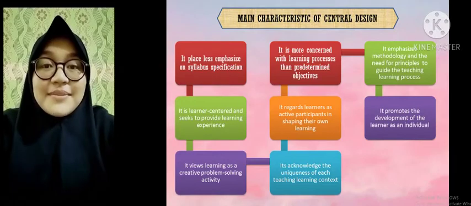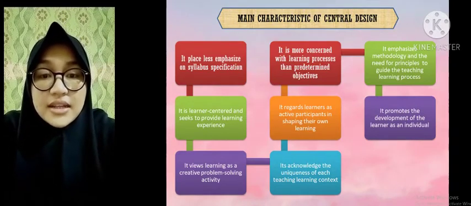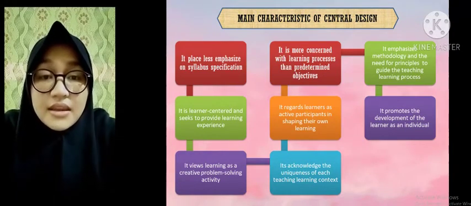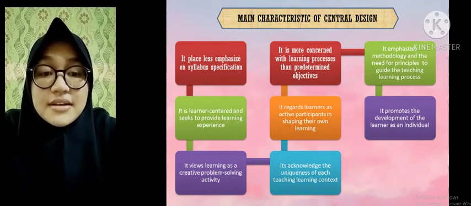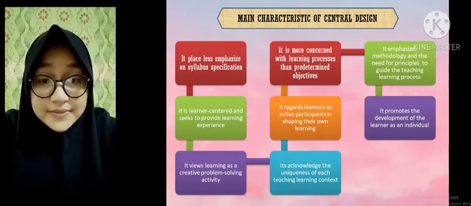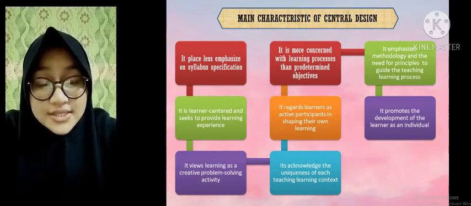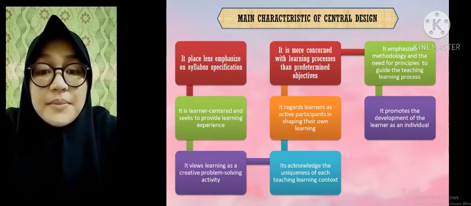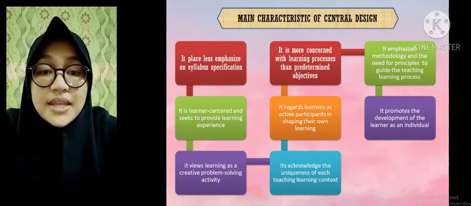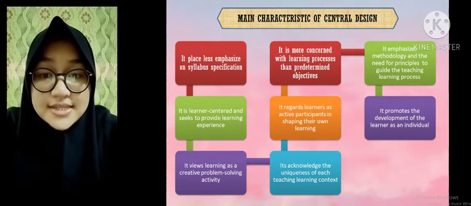Hello everyone, my name is Ferlian Zahara. In this section, I will explain the main features of central design. Number 1, prioritizing teaching methods and procedures rather than syllabus development. Number 2, more emphasis on the learning process than the initial learning objective. Number 3, put more emphasis on the methods and rules for implementing the teaching and learning process.